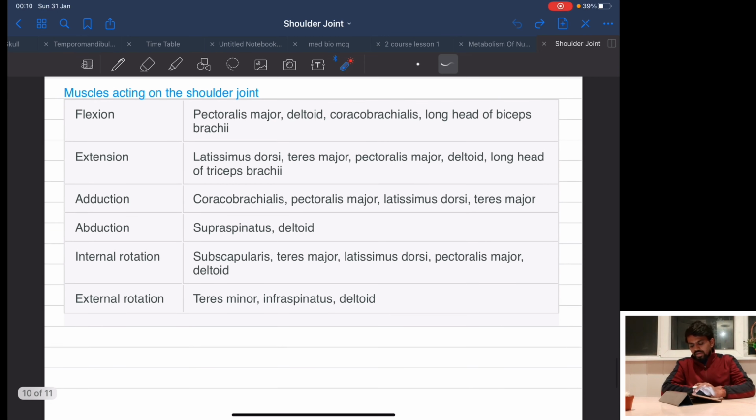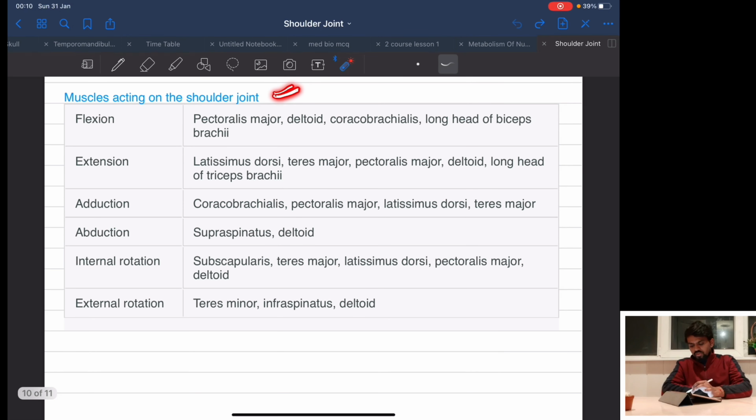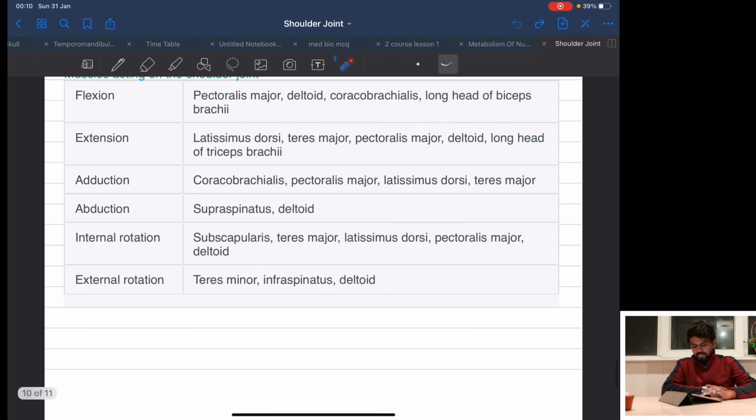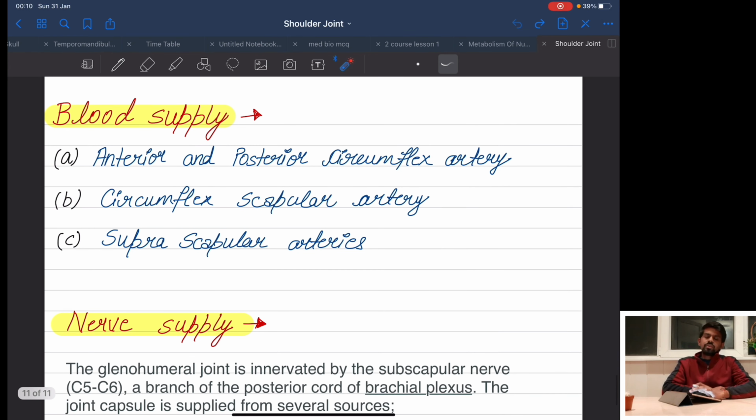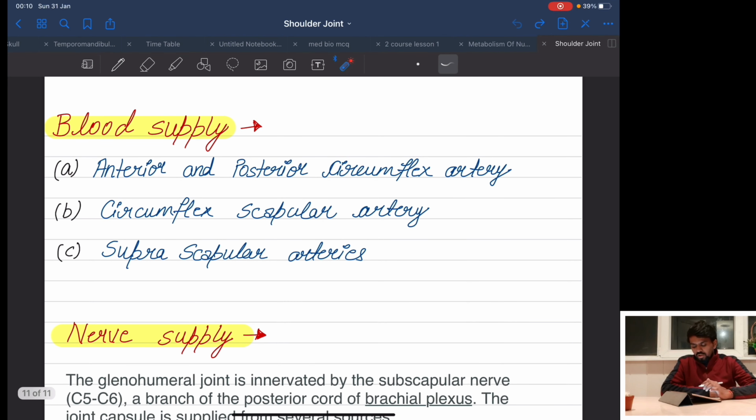Here are some muscles that act on the shoulder joint. This is very important, and please memorize this chart, as this will help you in your medical questions. Now, we have come to the last part of our topic, the blood supply and the nerve supply. The blood supply of the shoulder joint is provided by three arteries. The first, anterior and posterior circumflex artery. The second is the circumflex scapular artery, and the third is the suprascapular artery.